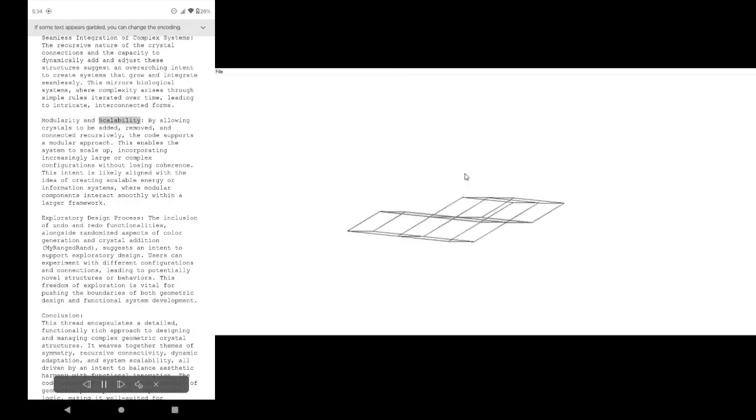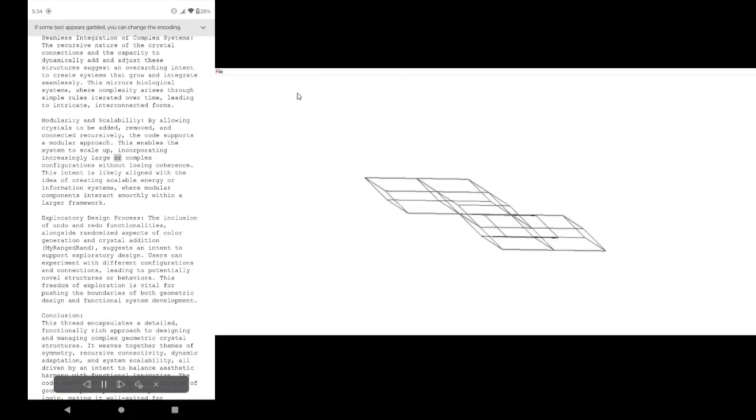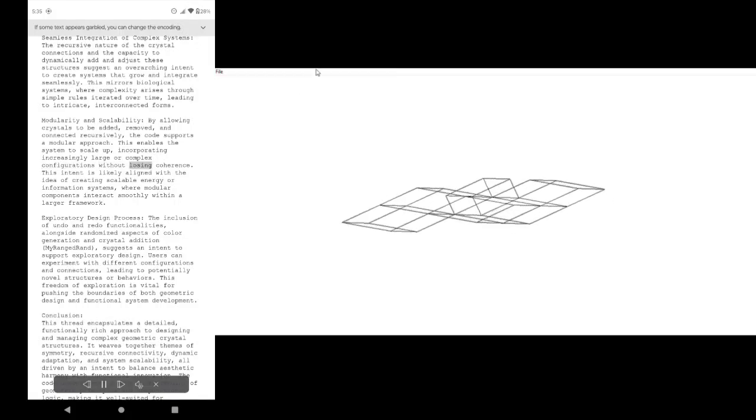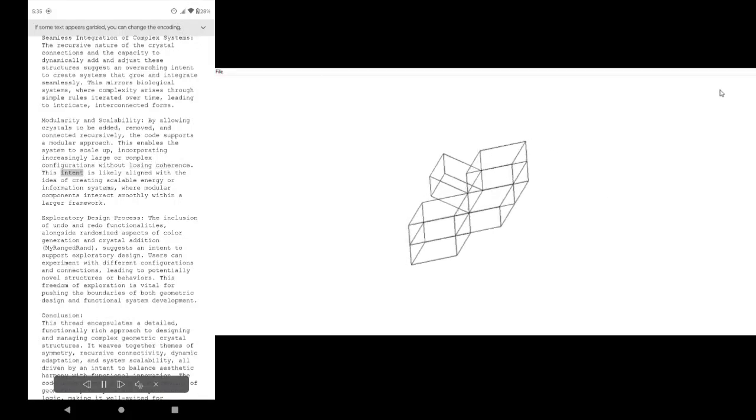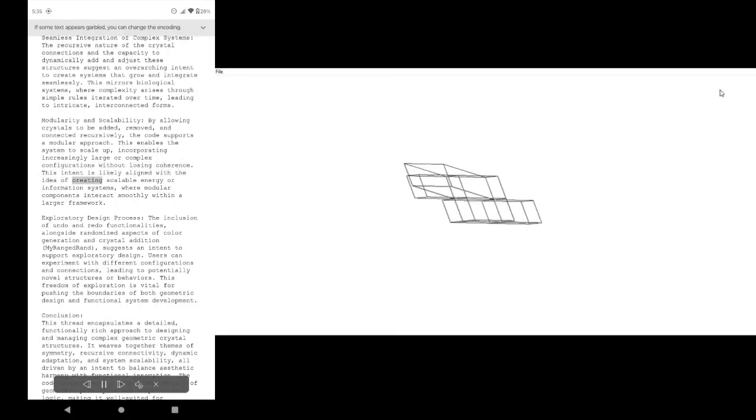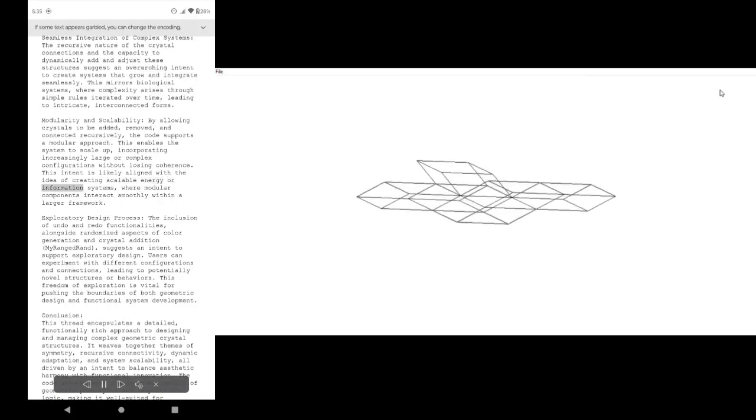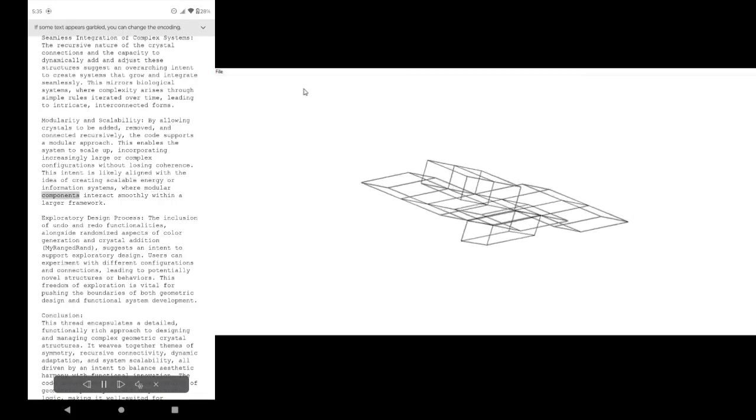Modularity and scalability. By allowing crystals to be added, removed, and connected recursively, the code supports a modular approach. This enables the system to scale up, incorporating increasingly large or complex configurations without losing coherence. This intent is likely aligned with the idea of creating scalable energy or information systems, where modular components interact smoothly within a larger framework.